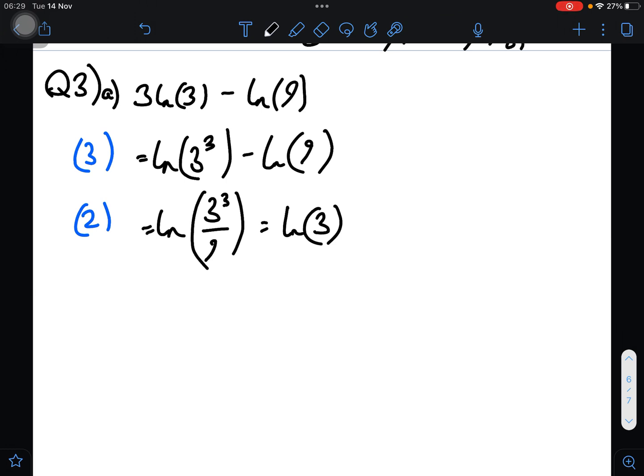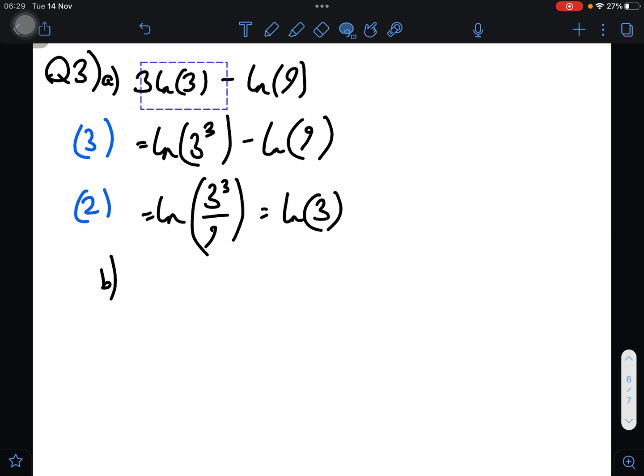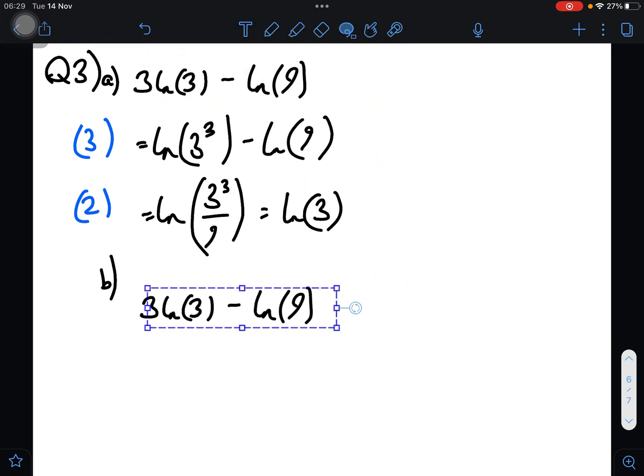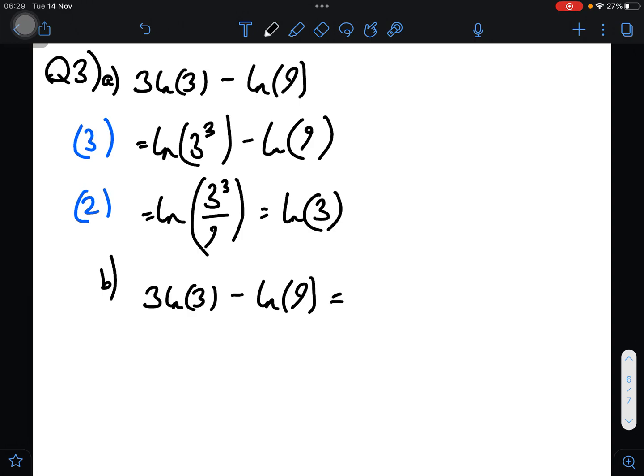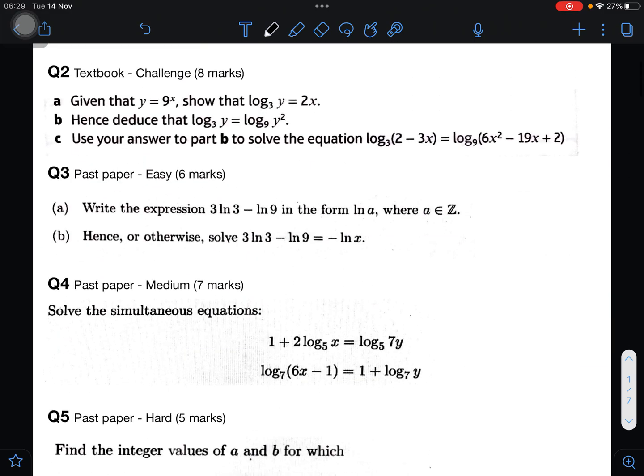We've done our proof in part A. Part B was: find the value of x such that this here is equal to minus ln of x. Let's double check that.